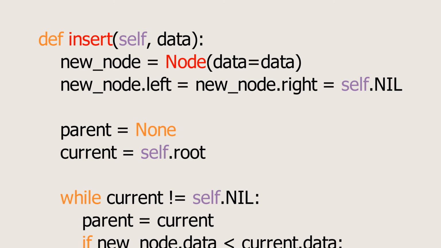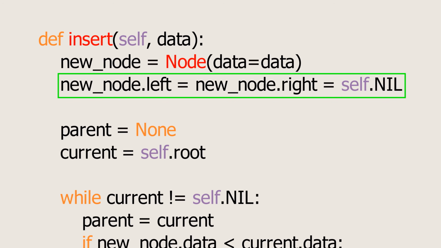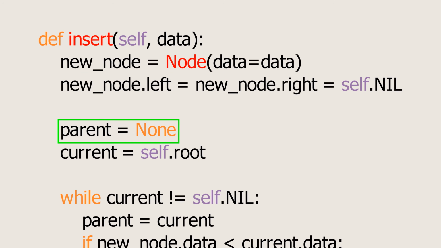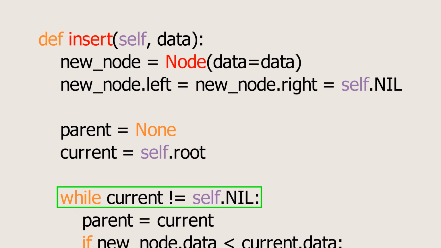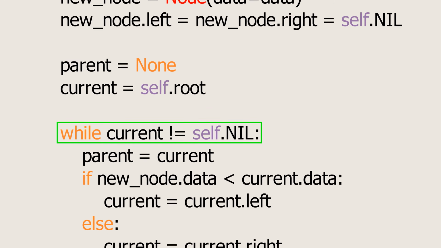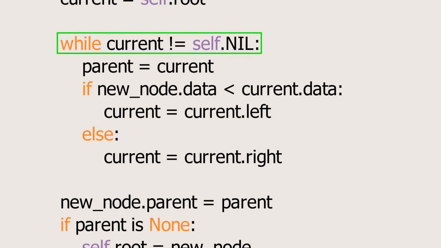Now, let's look at the code for inserting elements into the red-black tree. First, we define the insert function, which takes the data to be inserted as an input parameter. In this function, we start by creating a new node with the given data and set its left and right children to the nil node. Next, we initialize two variables, parent, which will keep track of the parent of the new node, and current, which starts at the root. Next, we run a while loop until we reach a nil node, which helps us find the correct position for the new node in the tree.